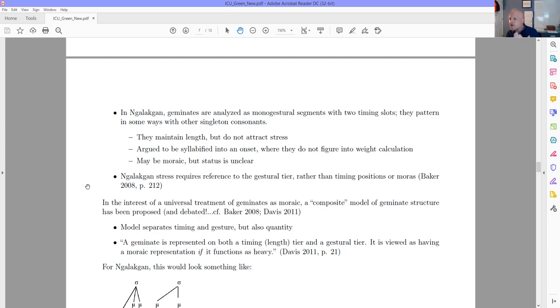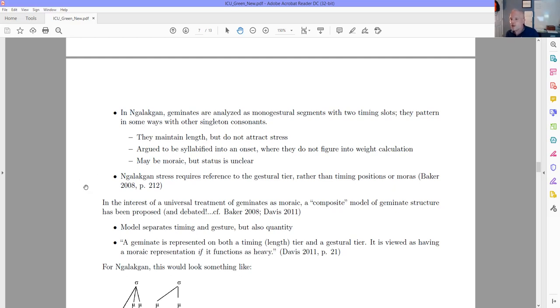Well, this is revisited in work by Davis, 2011, chapter on geminates. He says that, in the interest of a universal treatment of geminates as moraic, there's the possibility of a composite model of geminate structure. And this has been debated between Baker and Davis. What the proposal is here is that geminates are represented by a model that separates timing and gesture, but perhaps also quantity.